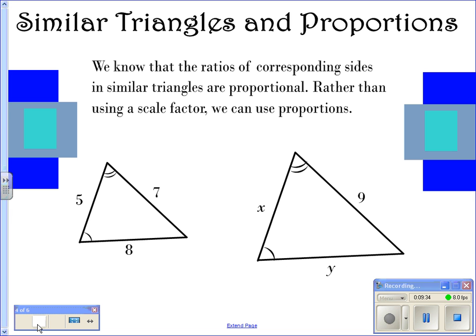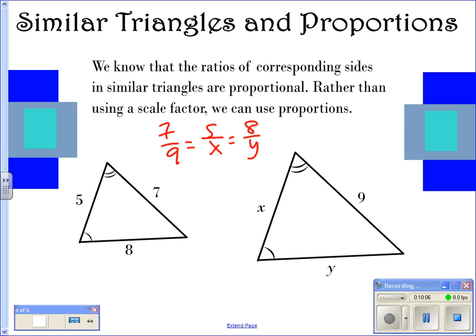All right, we know that ratios for corresponding sides of similar triangles are proportional, right? Rather than use a scale factor, we can use proportions. I didn't teach you to use a scale factor for triangles because you just don't need to know it really. So it's basically what we've done. How can we set up a proportion for these? 7. Right? And you know what to do?